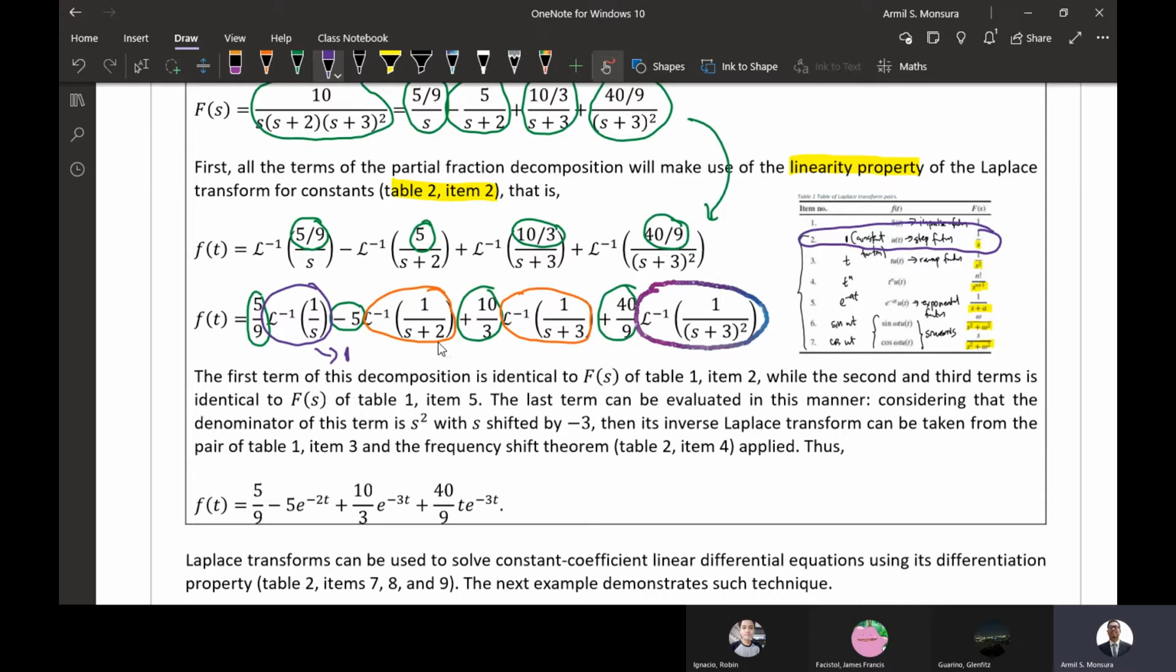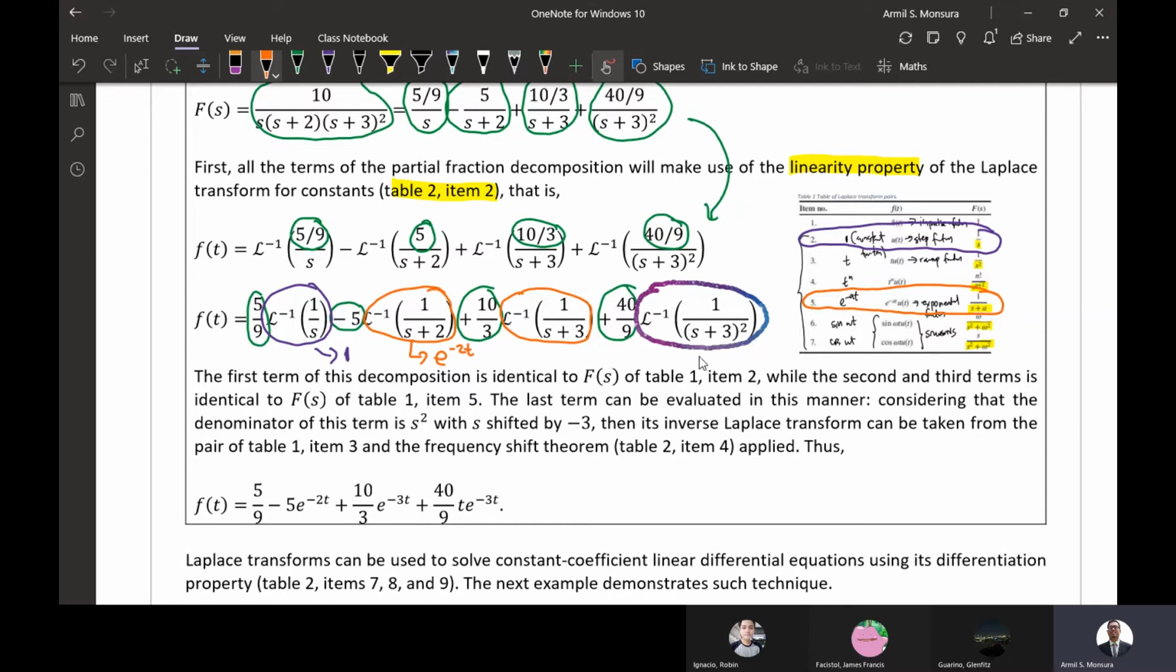So, itong dalawang to, okay, yan dalawang yan. Makikita nyo yan dyan, ito siya, yung number 5. Magkaiba lang yung a niya. Dito, yung a niya is plus 2. Ito naman, plus 3. Pero pareho yung magiging e raised to negative at. Yun nga lang ito, since dito ay 2 ito, this becomes e raised to negative 2t.